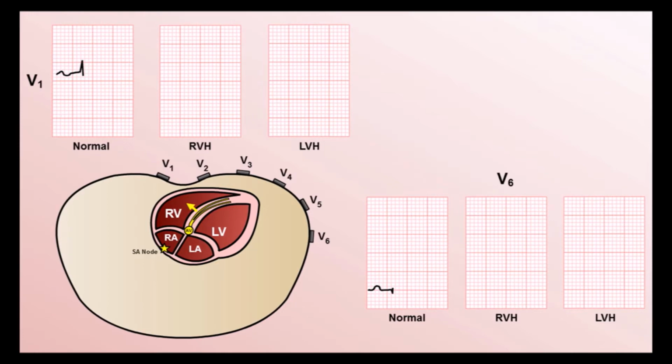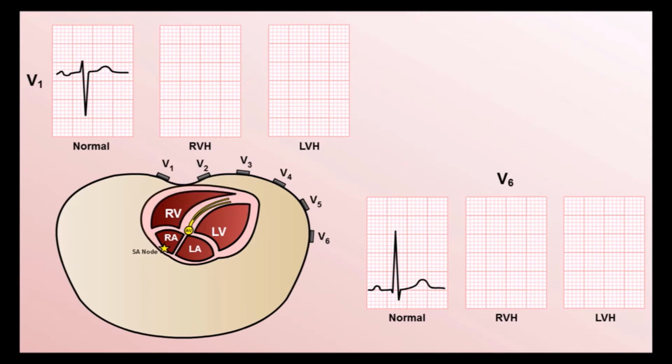EKGs. After that initial deflection, right and left ventricular depolarization occurs nearly simultaneously. As the muscle mass of the left ventricle is normally much greater than that of the right, the net vector of the main phase of ventricular depolarization is directed away from V1 and towards V6. Thus, V1 registers a deep negative deflection, and V6 registers a tall positive deflection.